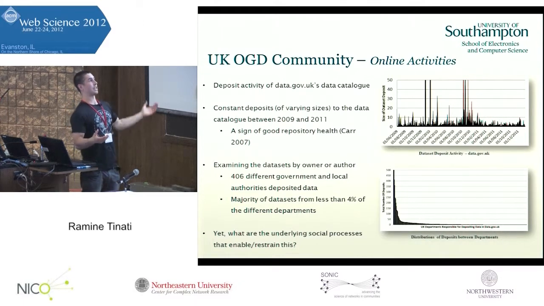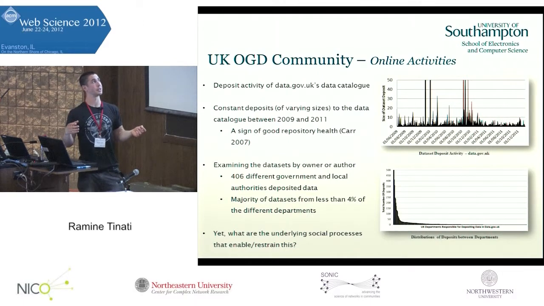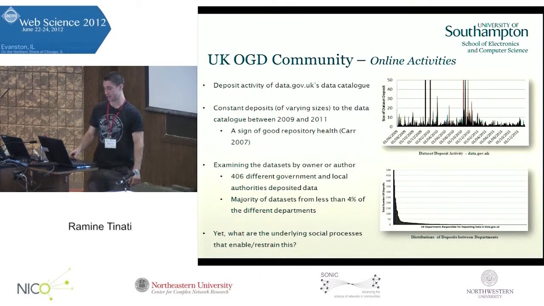And again, we can look at the data another way. We can say not only what's being deposited or how many times it's been deposited, we can look at what's being deposited by whom. And if we look at what's actually being deposited, there are 406 different government departments at the time as I looked at this. It's increased now, I think to around 700. But actually, over the entire set of data in there, only 4% of the departments were producing this data. So again, we need to know the underlying social processes on this.